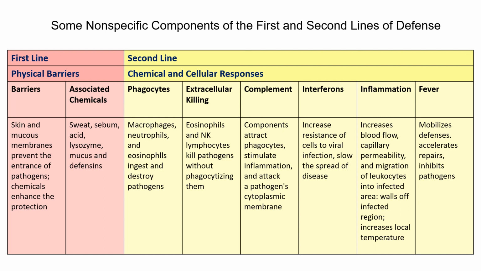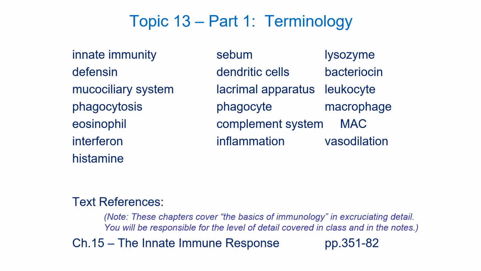Here's a little table that I found that kind of talks about the first line of defense and the second line of defense, and kind of gives a list of a bunch of those things that we talked about. So please take a look at it, download the PowerPoint, and go over these things carefully. There's some terminology for you. Remember, we didn't cover the complement system. Just looking to see what else we didn't cover. Interferons, and we did cover everything else. I didn't explicitly say the word vasodilation. I'm hoping you know it. If not, spend a little bit of time on Google.